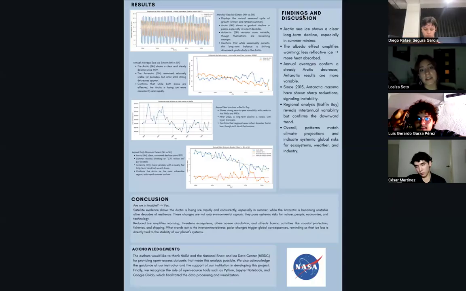Satellite evidence has shown that the Arctic is losing ice rapidly and consistently, especially in the summer, while Antarctica is becoming more unstable. These changes are not only environmental signals, they pose systemic risk for nature, people, economies, and technology. So, reduced ice and warming threaten many ecosystems, alter the ocean's circulation, and affect human activities. So, in general, we are in trouble and we should do something about it.